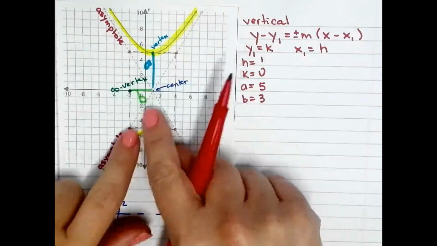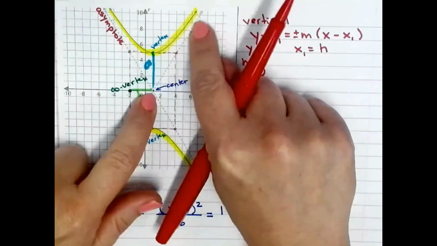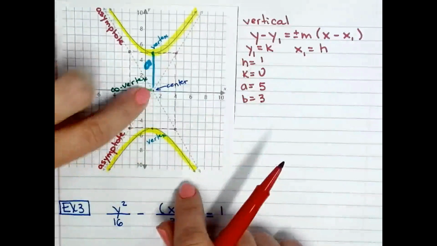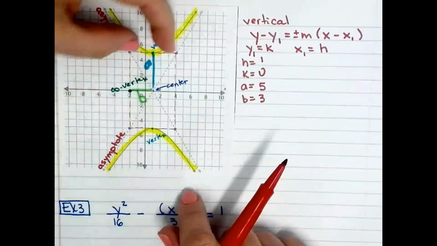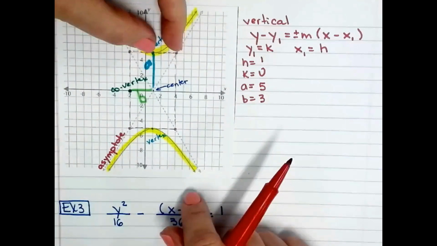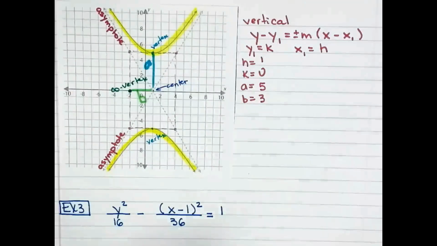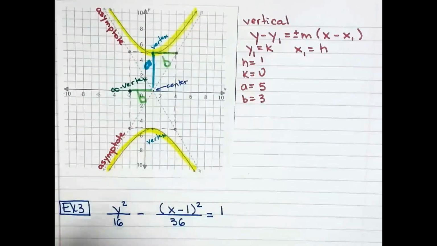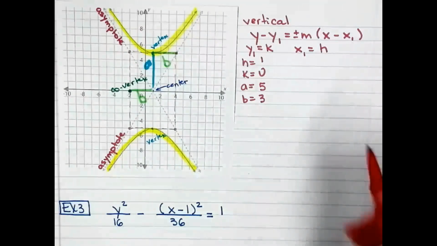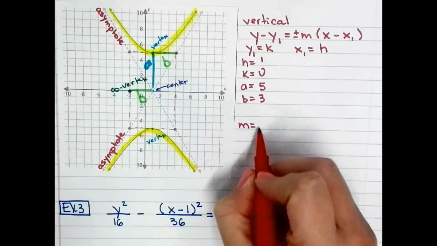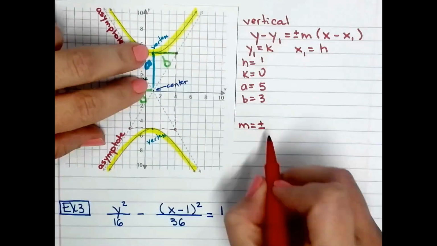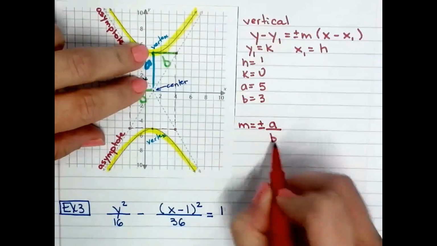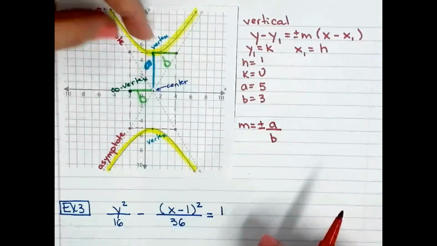Now, I need to find the slope, rise over run. So I rise A and I run B, because B is the same distance right here. This is B. So my slope will be plus or minus rise over run. So the rise is A, run is B.